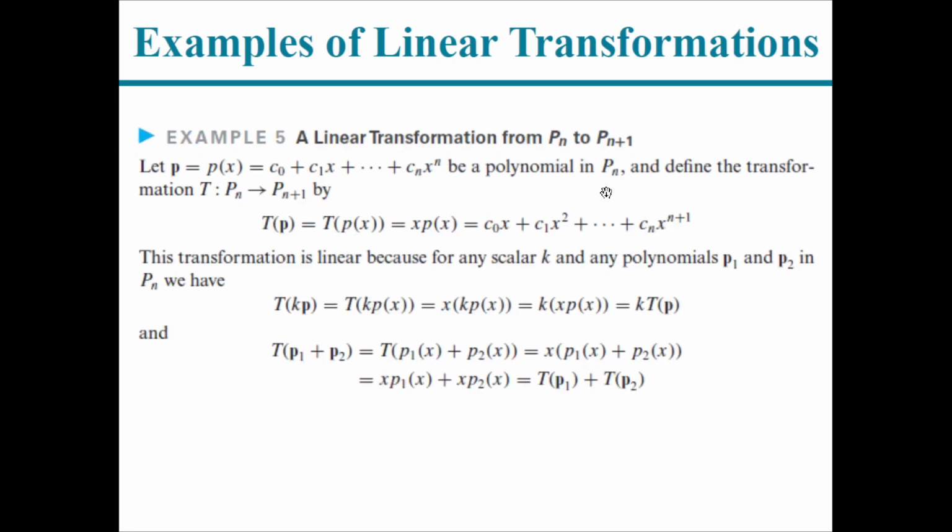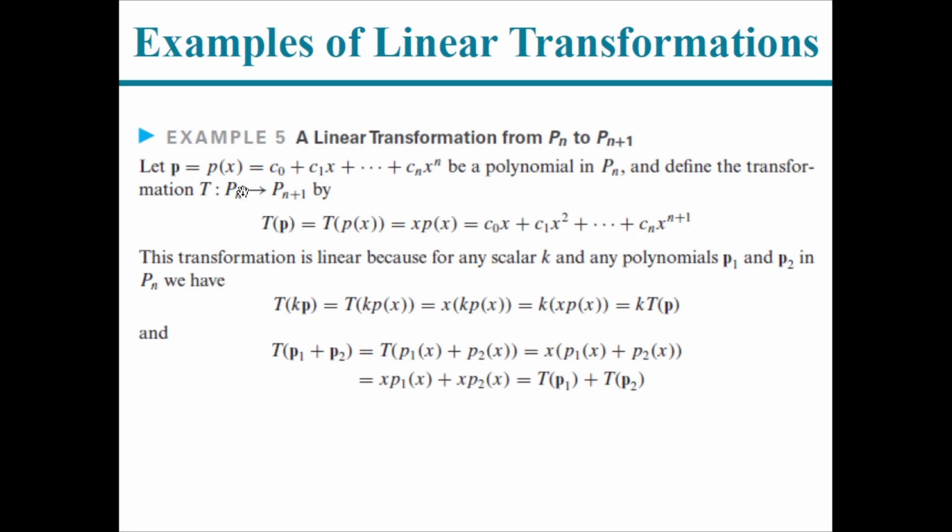Here is a weird one. This linear transformation works on polynomials of degree n, and then multiplies them by x and gives us back a polynomial of degree n plus 1. So we take a polynomial of degree n, and the linear transformation is just multiplying that polynomial by x. So you get a polynomial of degree n plus 1 with no constant term. So that's a linear transformation. The proof is here. It doesn't need to be specifically useful for something, but it is a linear transformation.